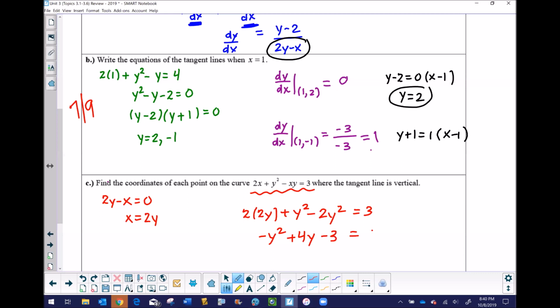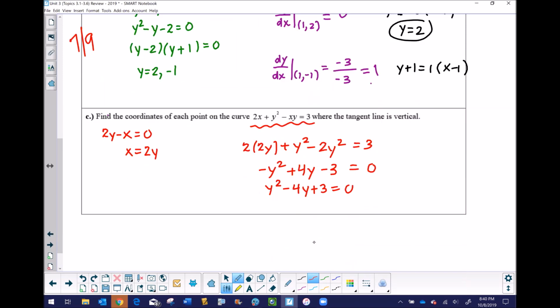subtract 3 equals 0. Not a fan of this negative out in front, so I'm going to multiply by a negative. There we go. And then I can factor, and I promise that this will factor. Problem was too difficult as it is. We don't want something that doesn't factor. So y is 3 and 1.